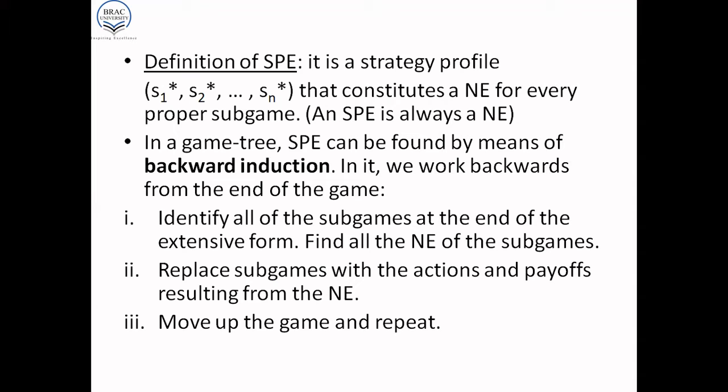In it, we work backwards from the end of the game. Firstly, we identify all of the subgames at the end of the extensive form, and then we find all of the Nash equilibria of the subgames. Second, we replace the subgames with the actions and payoffs resulting from the Nash equilibria. And thirdly, we move up the game and repeat the whole process.